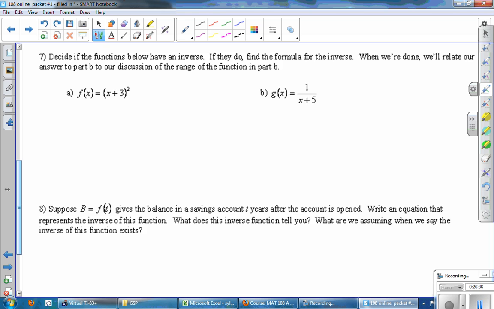Does this function right here have an inverse? Well, I'm going to start by drawing a picture. You don't need to start with a picture, but I'm just going to start there. Okay, x plus 3 squared. Pause the video. See if you can draw a rough sketch of that function real quick, and then come back.